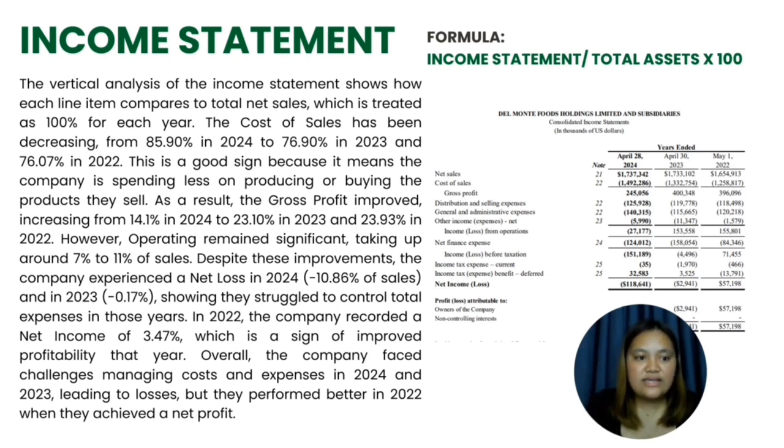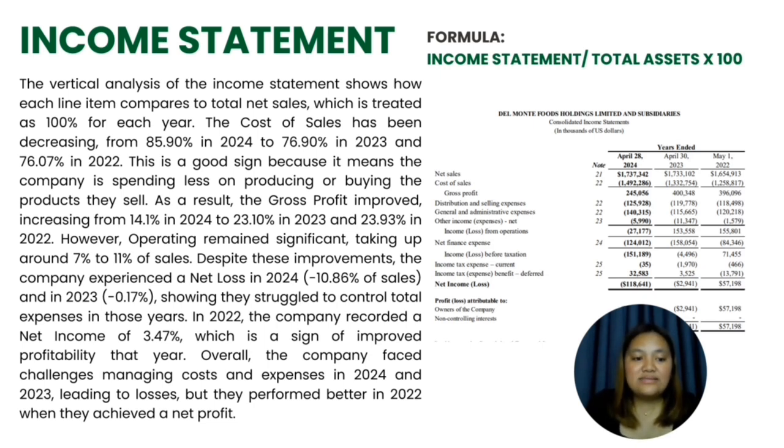The cost of sales has been decreasing from 85.90% in 2024 to 76.90% in 2023 and 76.7% in 2022. This is a good sign because it means that the company is spending less on producing or buying the products they sell. As a result, the gross profit improved, increasing from 14.1% in 2024 to 23.10% in 2023 and 23.93% in 2022. However, operating expenses remain significant, taking up around 7% to 11% of sales.